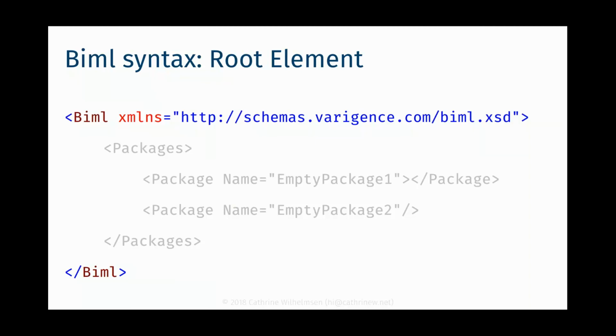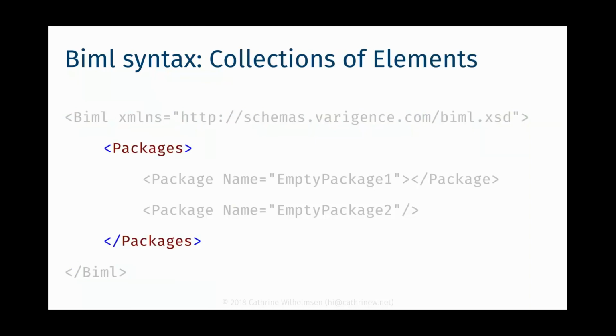So starting with the root element, we start with our Biml, and then we define our XML namespace. You don't have to remember this URL. It's long. You don't have to even worry about it. This is auto-generated for you when you create a new Biml file. So inside your root element, you have your collections of elements. In this case, it's packages, but it could also be things like your databases, your tables, or your schemas. All of those large business intelligence objects that you work with.